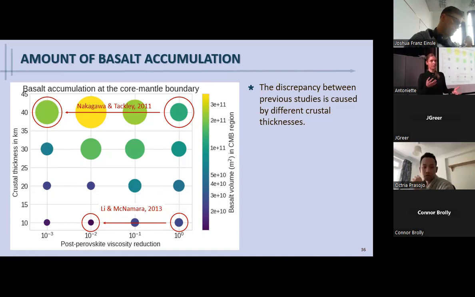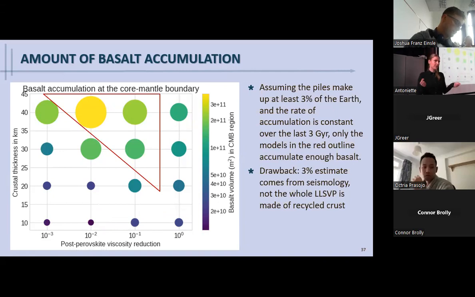And so then, of course, it might be interesting to ask, well, which of these models actually explains the volume of basalt that we think is at the core-mantle boundary today. And on the one hand, we don't really know what that should be, so I have to make a lot of assumptions here. So what I did was, on the one hand, I said, well, the rate of accumulation of basalt in my models stays the same for 3 billion years.